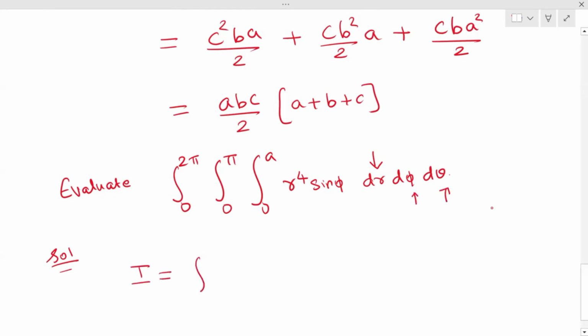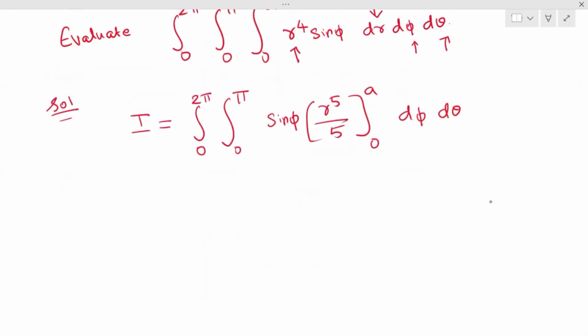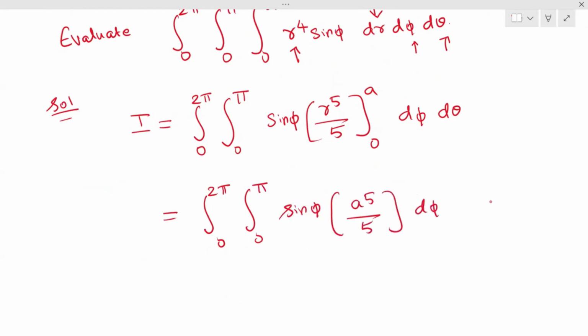First step, what to do? Write the outer integral and middle integral as they are. Here we have to integrate with respect to r. So write sine phi as it is. R power 4 integration is r power 5 by 5. The limit is 0 to a, d phi d theta. So 0 to 2 pi, 0 to pi, sine phi. Applying the limit, we get a power 5 by 5, d phi d theta.